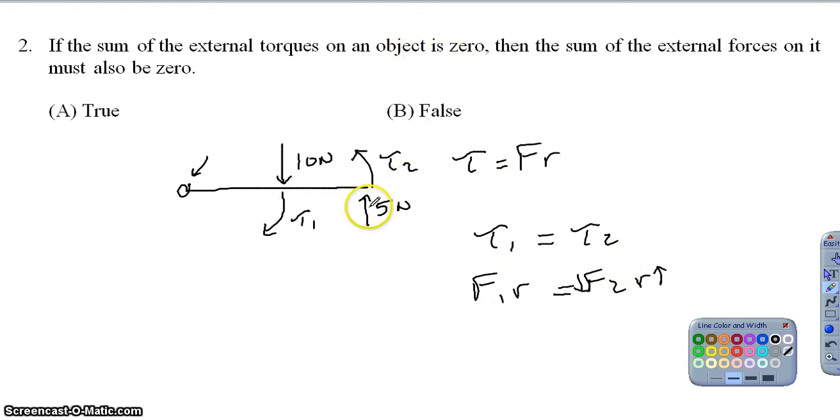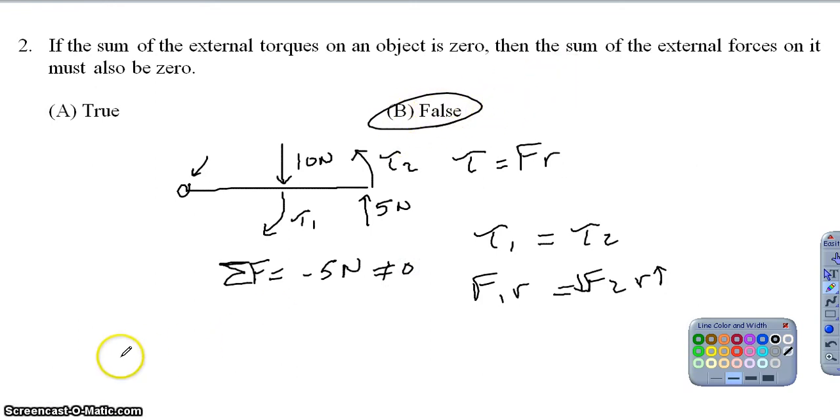So just because the net torque is 0 doesn't mean the net force has to be 0, because if I look at these two, even though the net torque would be 0, my net force on this door would still be my negative 10 newtons pushing down and my positive 5 newtons pushing up. So my net force would actually still be 5 newtons or negative 5 newtons depending on which way we define it, which obviously is definitely not 0. So that tells us that this is not necessarily true. So this does not have to be true.